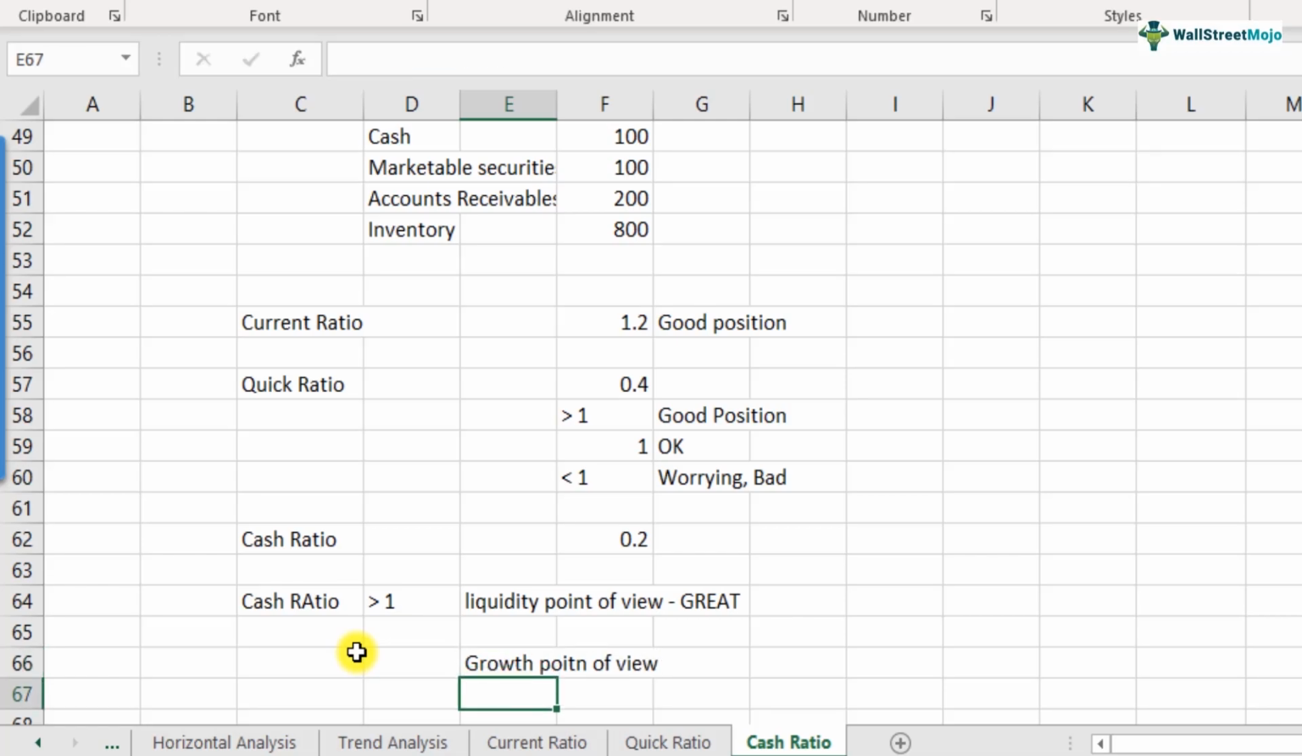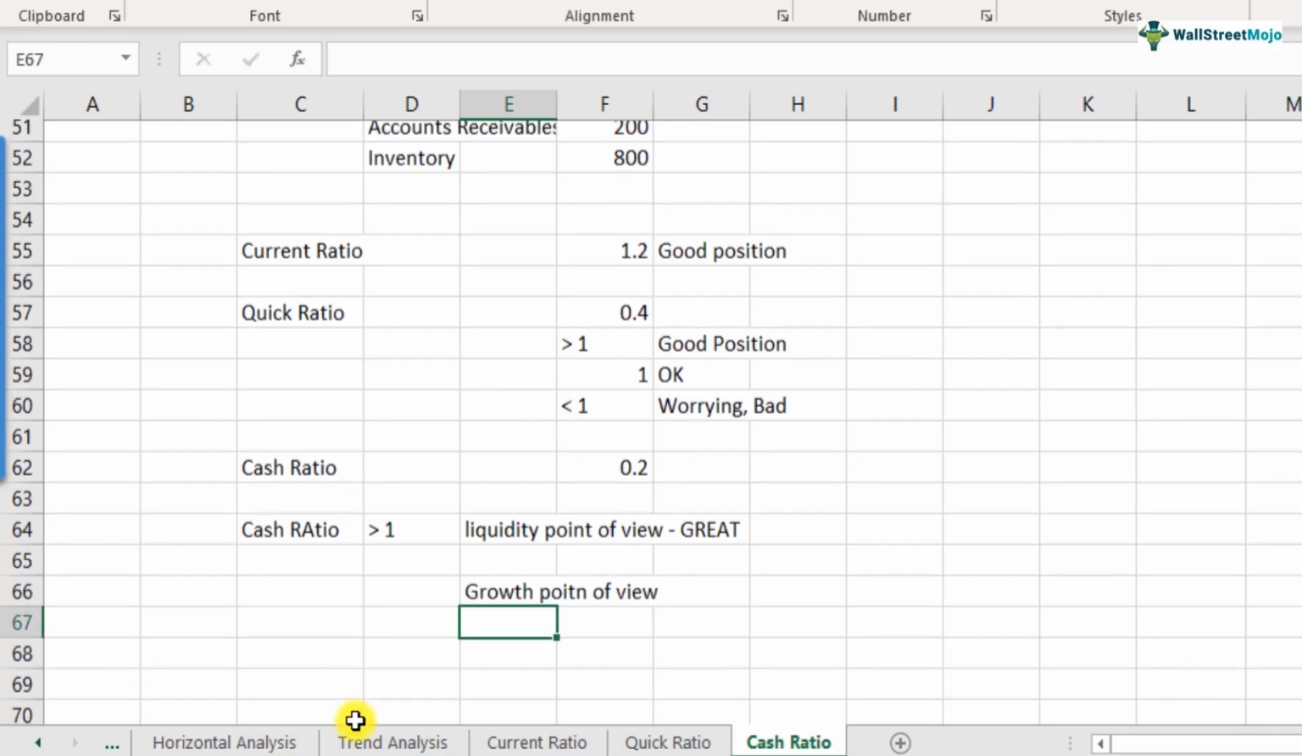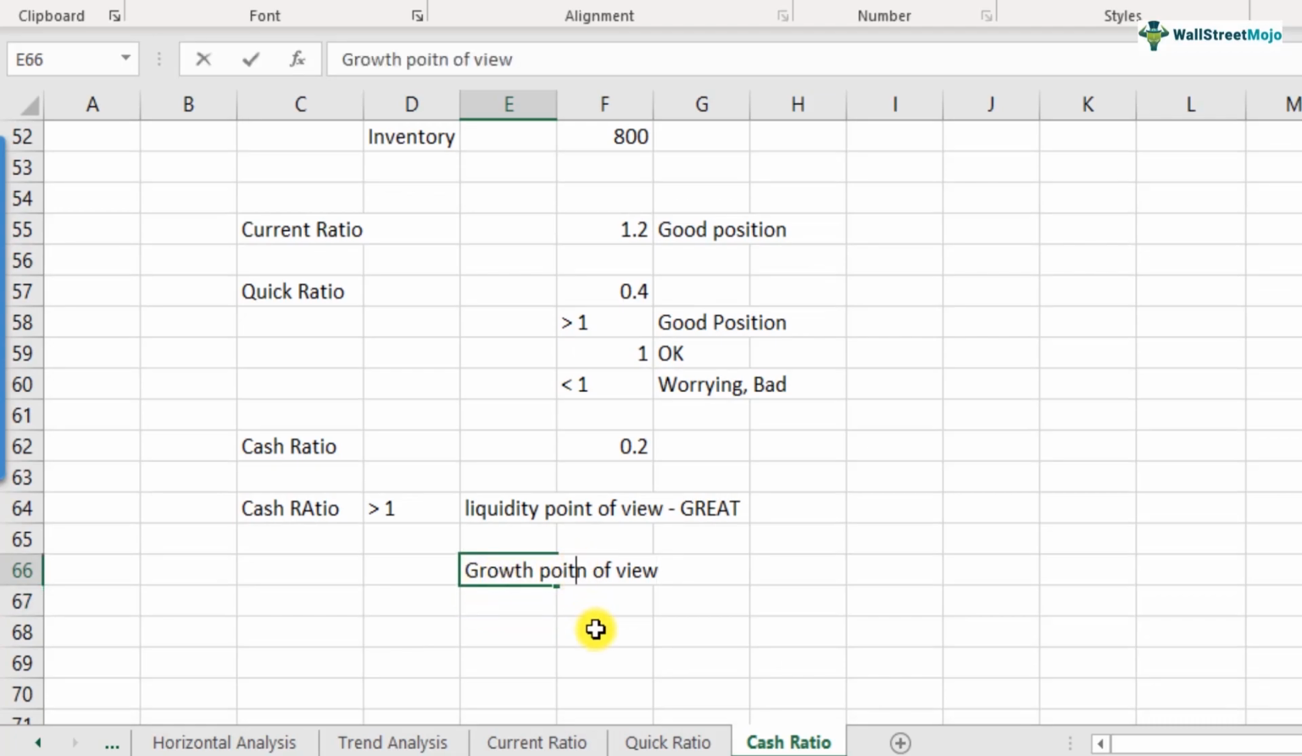what does it mean? From the growth point of view, it essentially means that you probably don't have sufficient growth opportunities, right? Because had you had more growth opportunities, you would have rather used this cash in investing in growth projects, which you're not doing right now. You're just sitting on cash. It does mean that you are not having the right kind of projects to invest in, and that's why you have cash at hand. There could be other reasons as well.